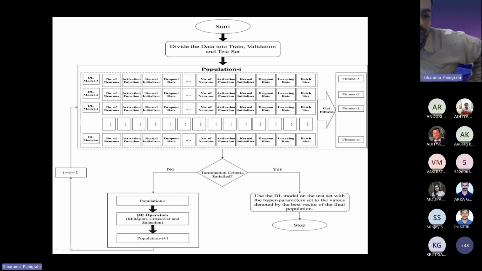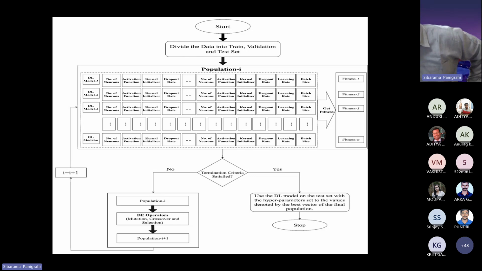Then we have applied mutation, crossover and selection operations to generate the next generation from the current generation. The next generation is repeatedly generated until a termination criteria is satisfied. So this loop continues until the termination criteria is satisfied. When it is satisfied, the best chromosome, or the best decision vector or best position vector, will be decoded by using our decoding algorithm, and we will get the optimized hyperparameters and architecture of the deep learning model, and we will use it on the test set. This is how we have optimized a deep learning model.